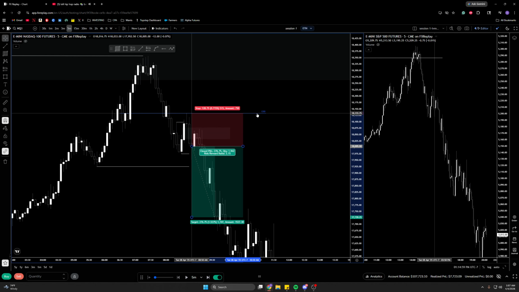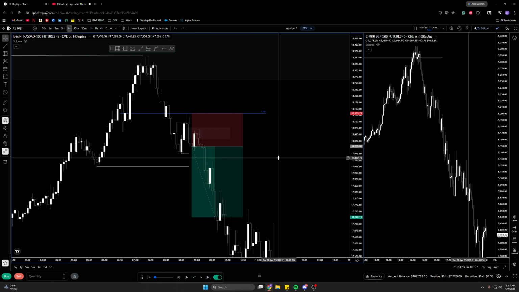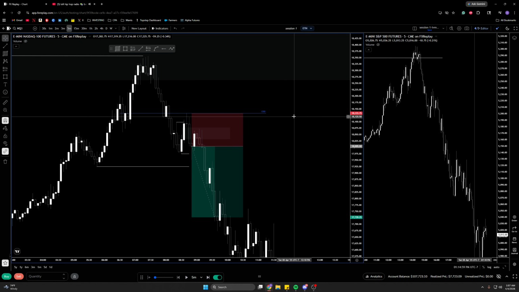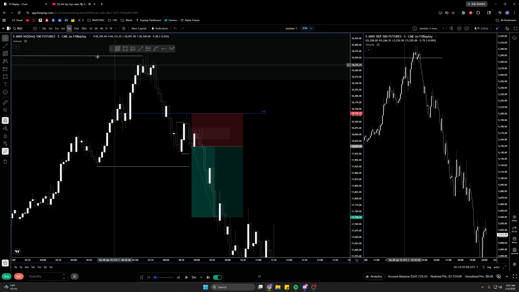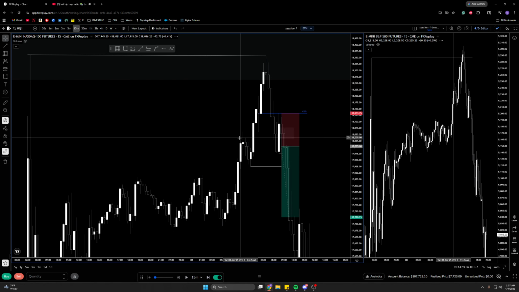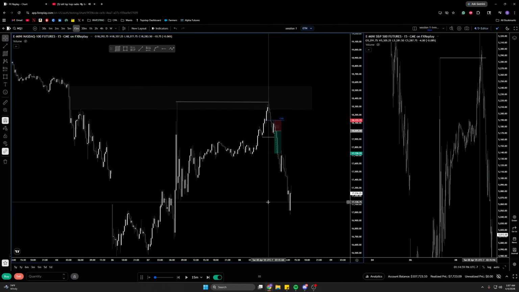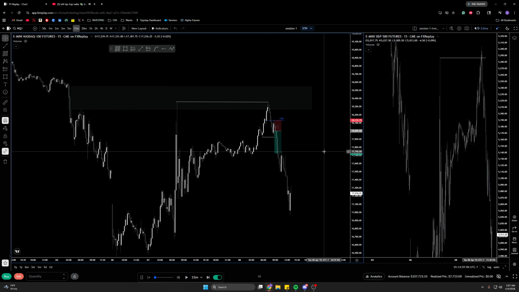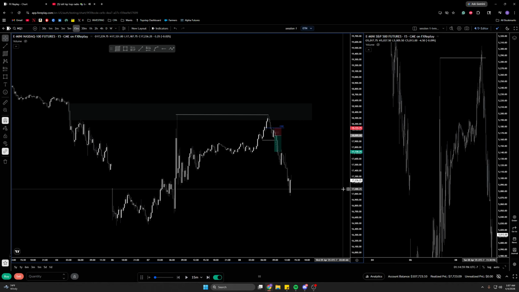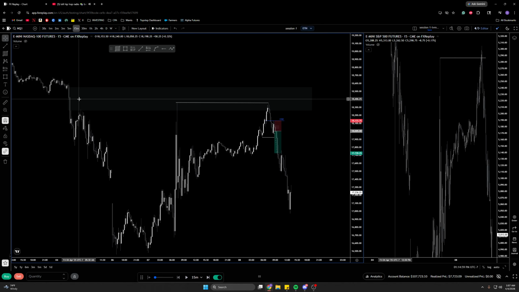Now I'm liking this trade more and more after I saw that. You see what I'm saying? Now I'm liking this trade. This trade looks sweet. Okay. So now I like this.